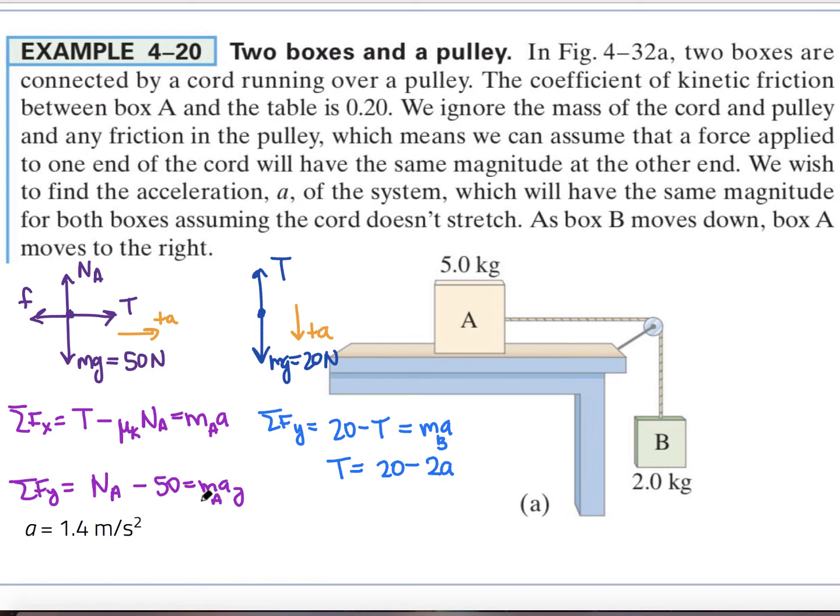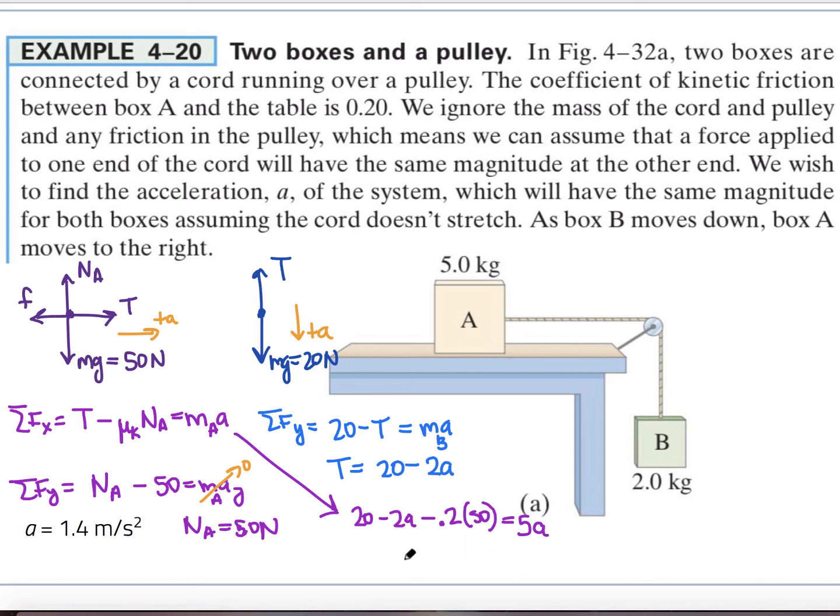And in the y direction, I am not accelerating. Pretty sure about that. So this actually helps me because my normal force is just equal then to 50 newtons. So let's take this equation and let's do some substitution. So I have, instead of tension, 20 minus 2a. So 20 minus 2a. And then I have minus my coefficient of friction, which is 0.2 times the normal force of 50 newtons. And that is equal to mass of A, which is 5 times a.